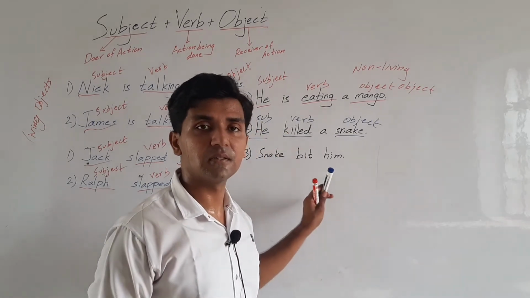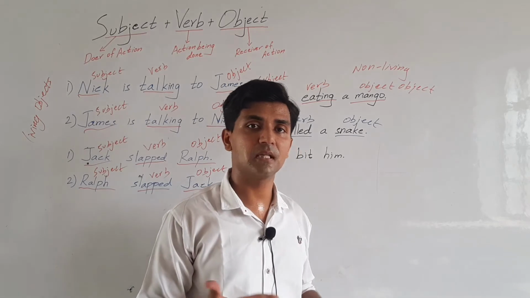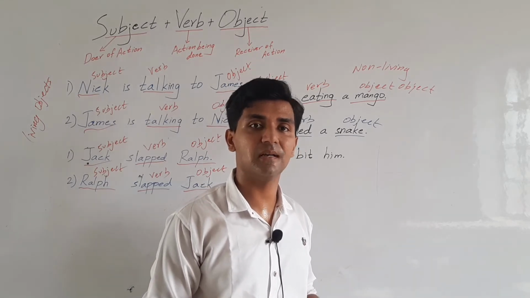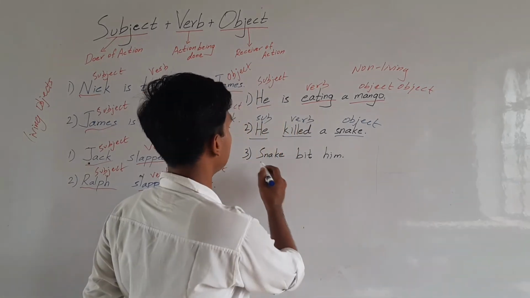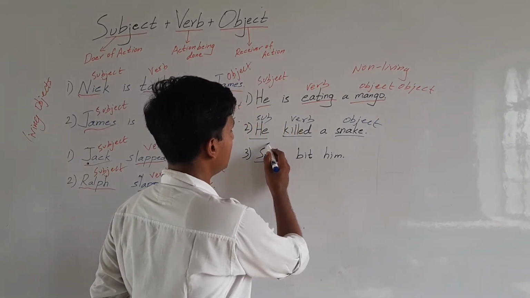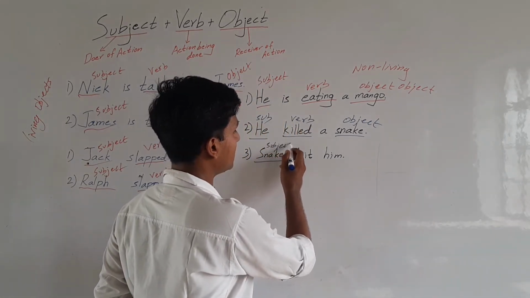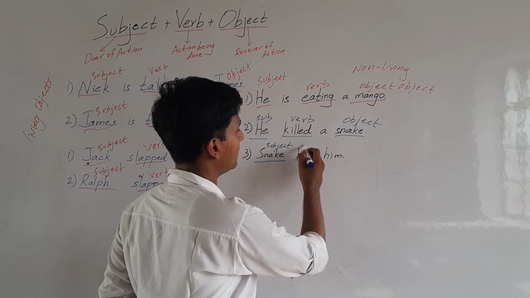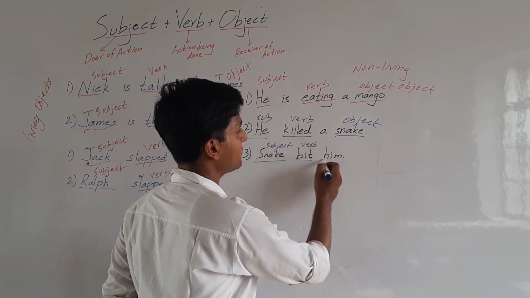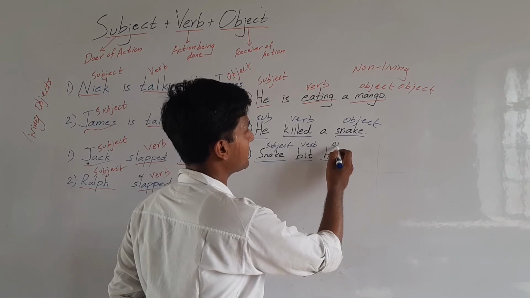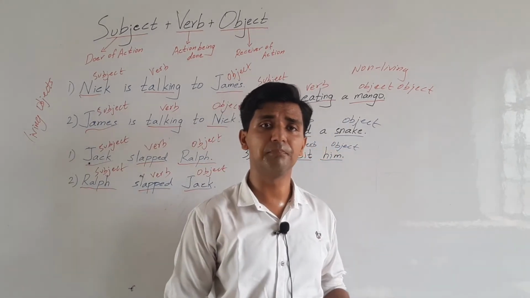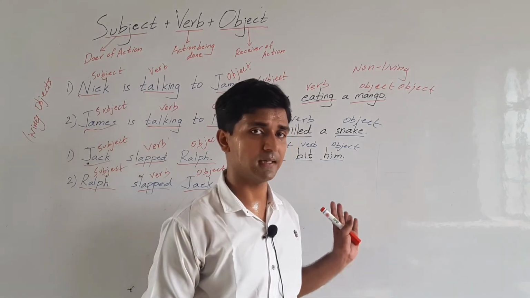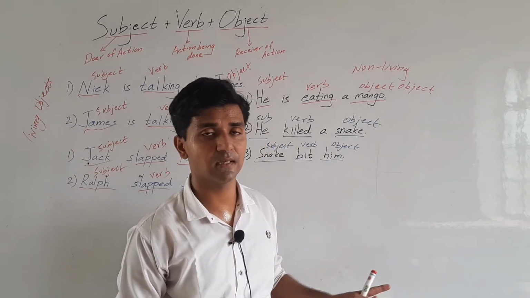Okay, here is another example. If some snake bites a person and the person is killed by the snake's bite. So here in this example, the snake becomes the subject, bit is the verb, and the person is the object. So here the man is the object because he was bitten by a snake. So that is an easy example.